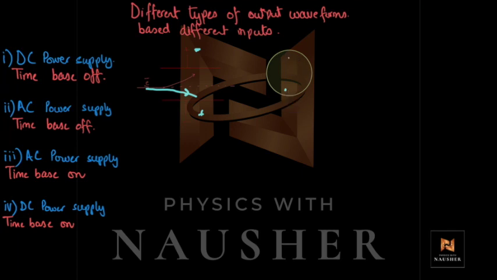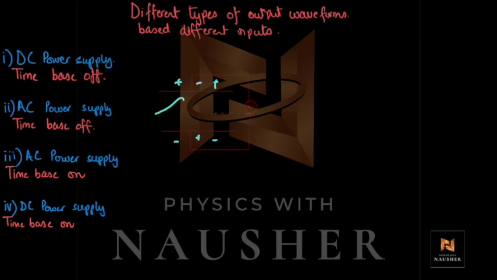Now, what if you connect an AC power supply? If you connect an AC power supply, that means for some time this is positive, this is negative, then for some time this is negative, this is positive. It keeps on fluctuating or oscillating. That's what an AC or alternating supply means. So your electron beam would be moving like this, because when this plate is positive, the electron beam would go up. When this plate is positive, the electron beam would go down. Then this plate is positive, the electron beam would go up, and likewise it would just keep on oscillating.